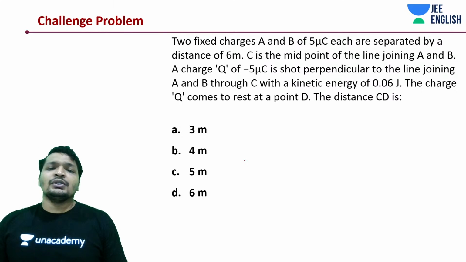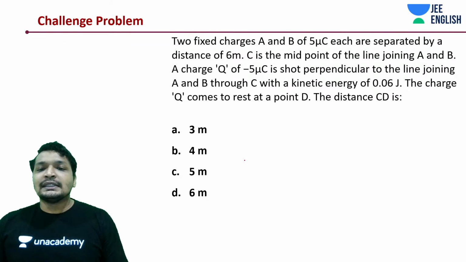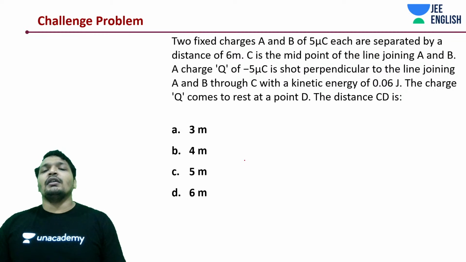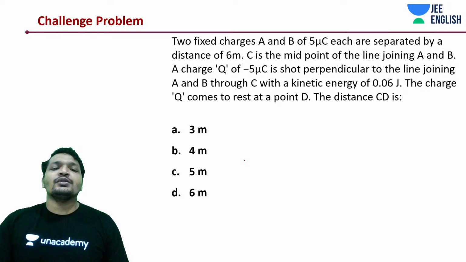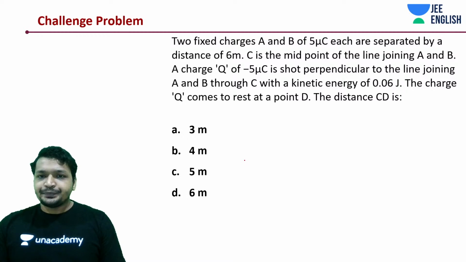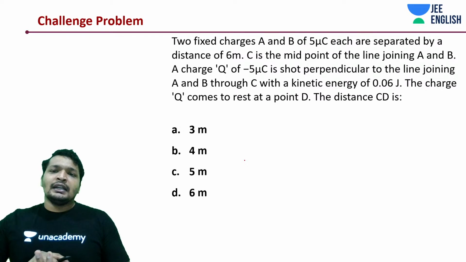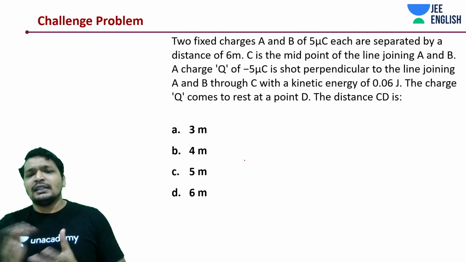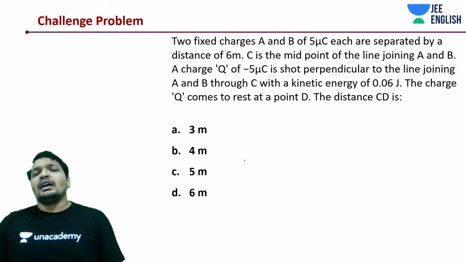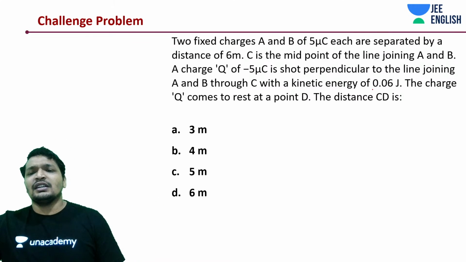Just a sample: there are two charges of 5 microcoulomb separated by a distance of 6 meters. C is the midpoint of the line joining A and B. A charge Q of minus 5 microcoulomb is shot perpendicularly to the line joining A and B, kept at C, and given some initial momentum such that the kinetic energy right now is 0.06 joules.